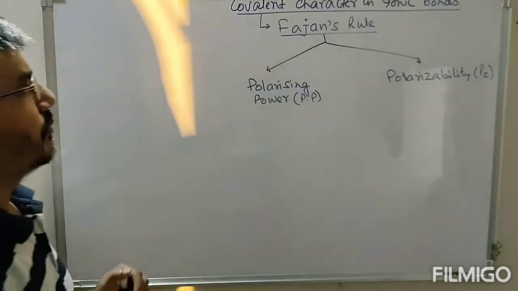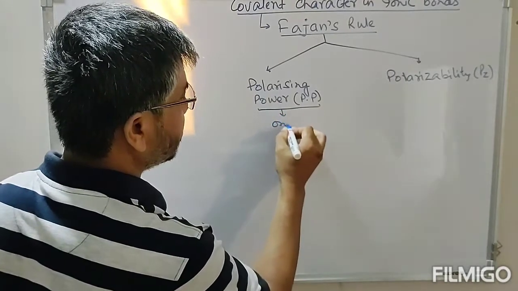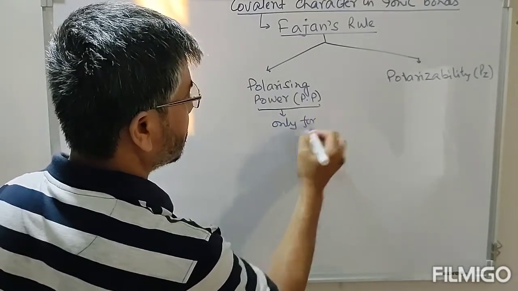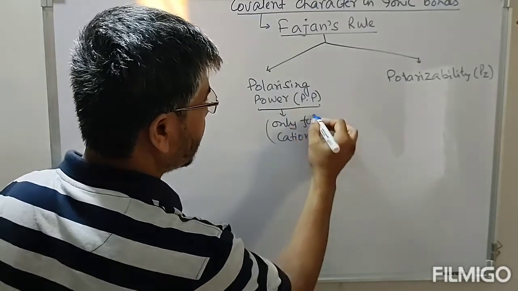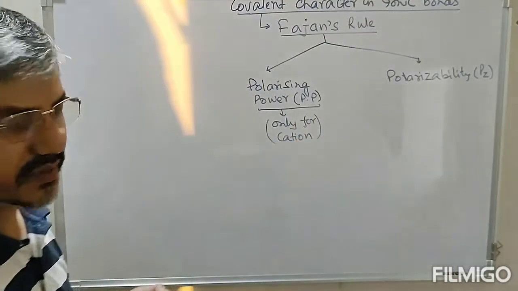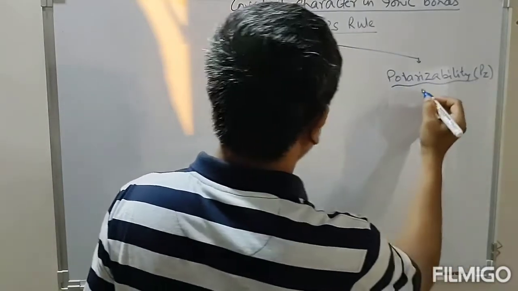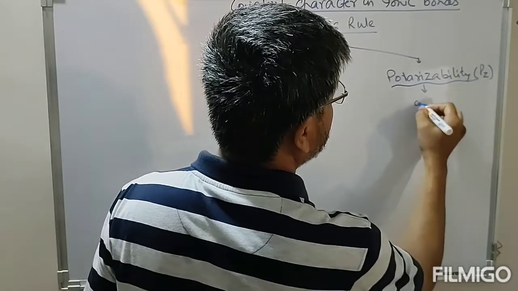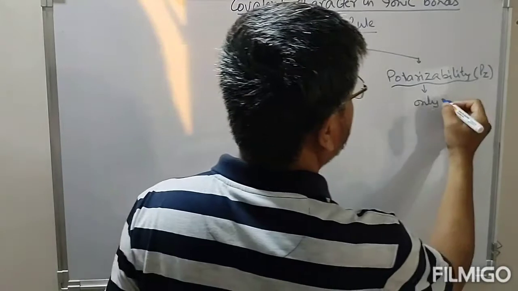We have polarizing power, we have polarizability. Polarizing power is defined only for cation. So cations are measured in terms of their polarizing power, and this polarizability is only for anions. So anions are measured in terms of their polarizability.